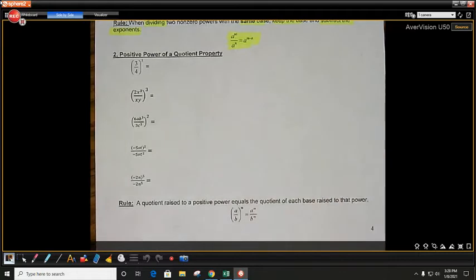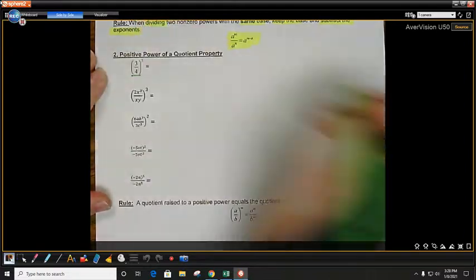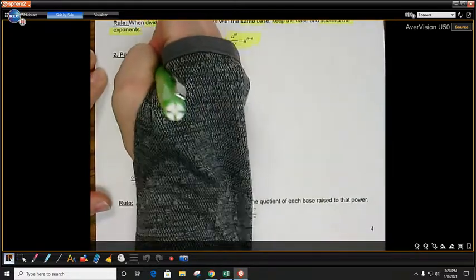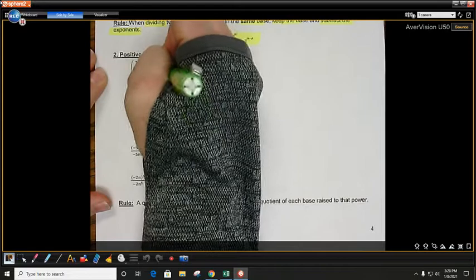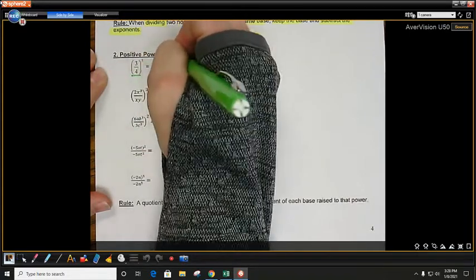Now we have parentheses raised to an exponent. We kind of already did this whenever we did our multiplying. So I'm going to write my parentheses out 3 times. 3/4 times 3/4 times 3/4.